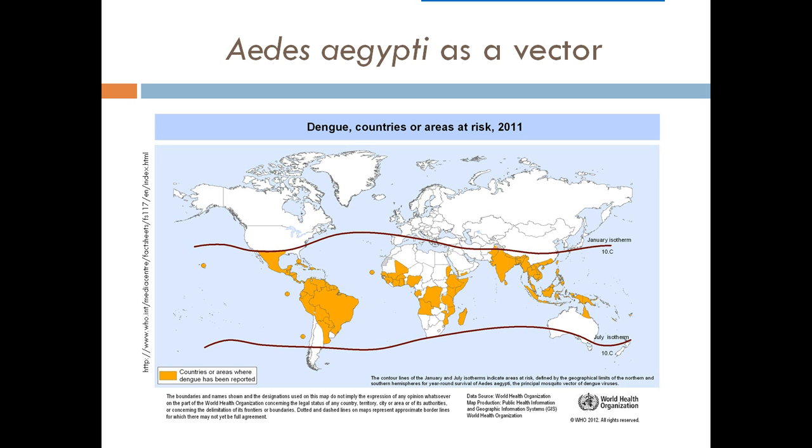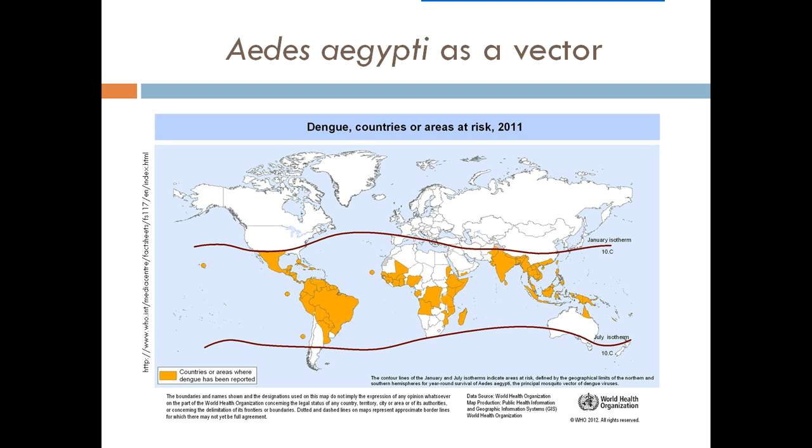So, Aedes aegypti is an important disease vector. It's known to vector such diseases as dengue, chikungunya, and yellow fever, among others. But those are the three big ones, dengue being probably the biggest one. As you can see in this map, which is a little bit older, but it's gotten worse since then, there's a large area where you could get infected with this disease.